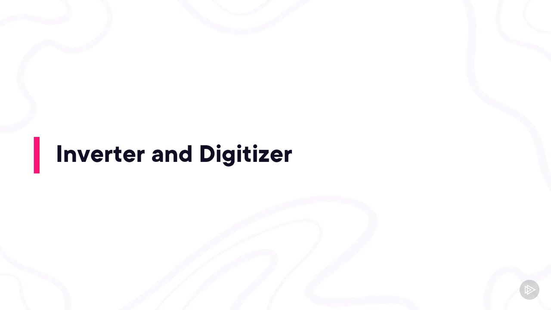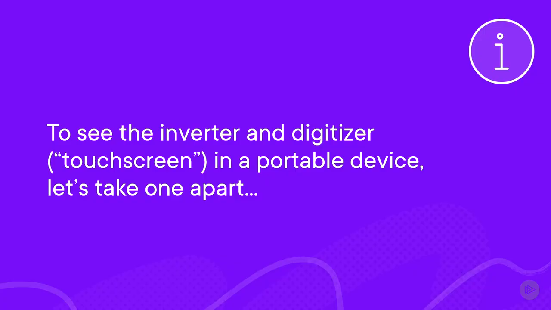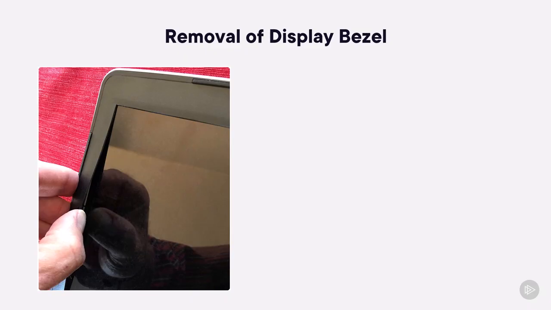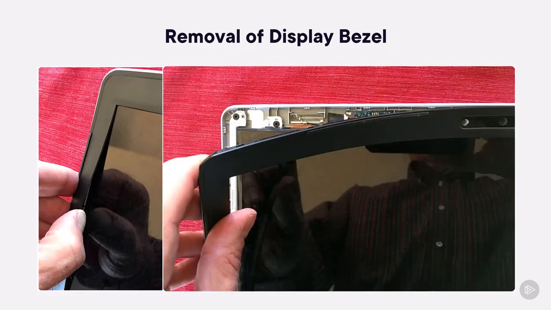This clip discusses display inverters and digitizers, common components in portable devices. Let's start by taking a laptop apart just a little bit so we can see how we might access these components. Now, a fairly typical way of removing the display panel is to unsnap the bezel that holds the panel in place by prying it up with one's fingers and slowly working around the perimeter to undo all the snaps.